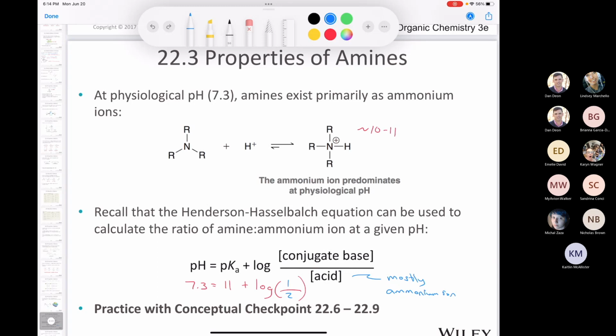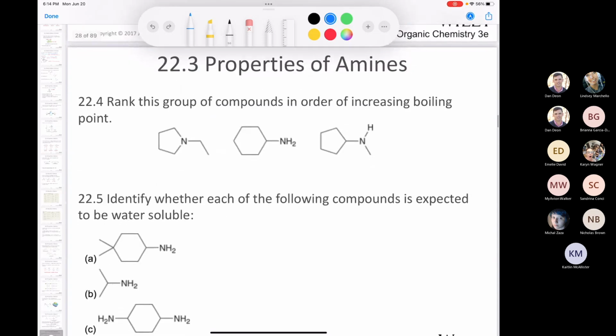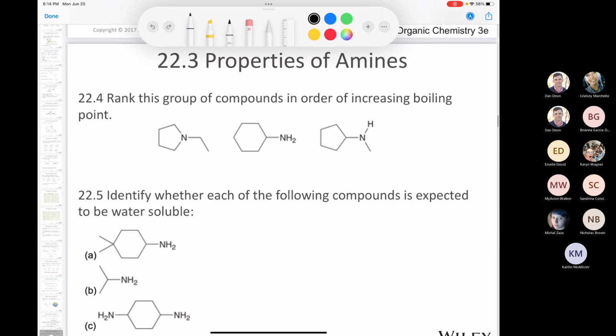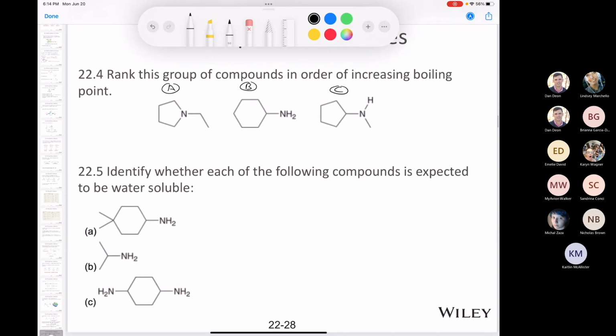That's enough talking. Let's try some practice problems and see if we can solve a few. It says in 22.4, rank this group of compounds in order of increasing boiling point. So we'll call this one A, this one B, this one C. Could anybody tell me which one of these would have the highest boiling point, A, B, or C?